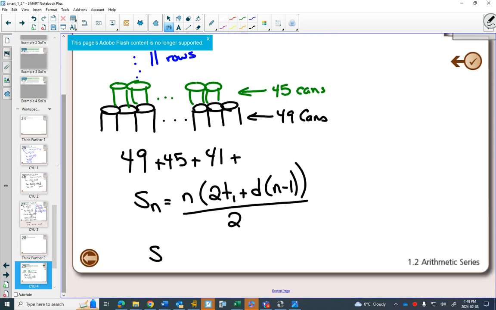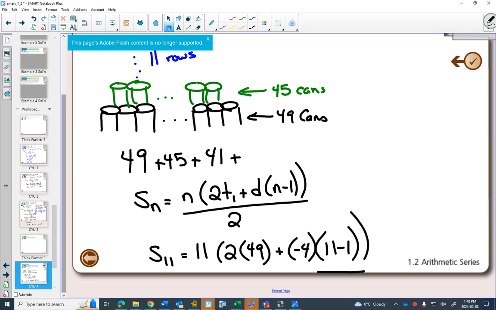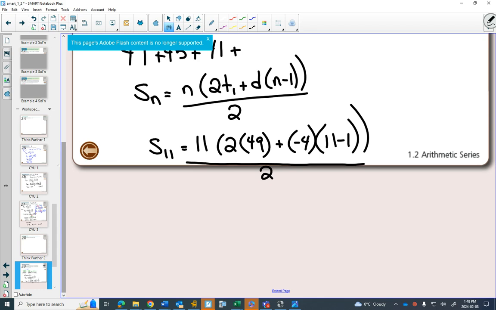And so I want to find the sum of the first 11 rows. So N would be 11. Term 1 was 49. We are going down by 4 every time. So D would be minus 4. All divided by 2.